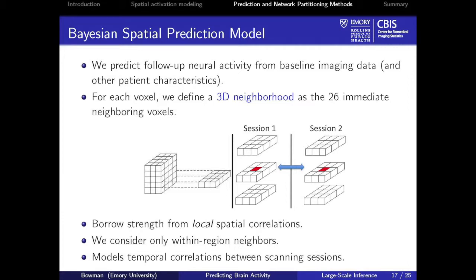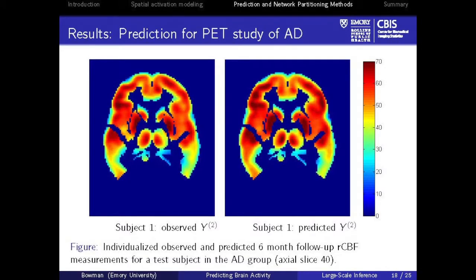So just to quickly show you some images of how we're able to predict. This is observed patterns of neuroactivity. This is predicted patterns of neuroactivity. And if you examine it, you'll see some differences. But on the whole, we do fairly well.